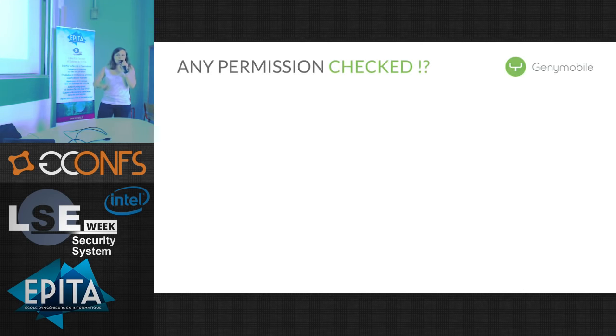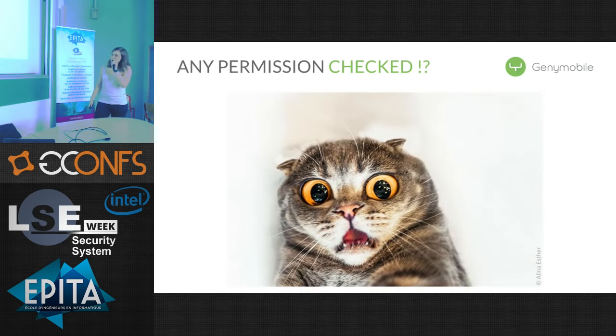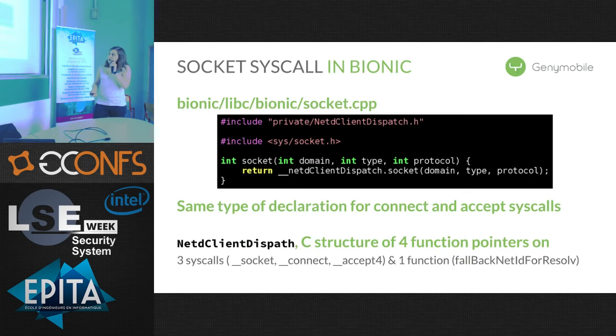But during all this process, I have never been checked if I was allowed or not to create a socket. And I was like, really? So, okay. It's not in the Java library, maybe it's going to be in Bionic. And truth is, what is happening in Bionic is a bit weird. When I arrive in Bionic, I discover this small function socket, which was called by my JNI, and suddenly I have a C structure being called, which has a function pointer, socket. And what is very interesting is the name, netd client dispatch.